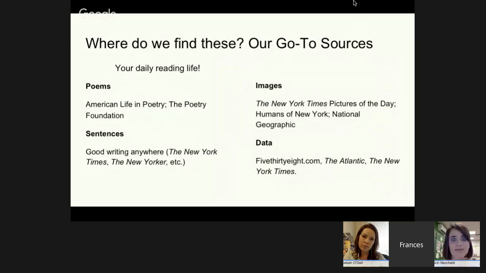And data, really fun to find data. Our #1 go-to source is 538.com, but we also love the Atlantic and the New York Times. You'll often see charts and graphs embedded in longer articles. But really, if you could go to one place for data, 538.com is just awesome.